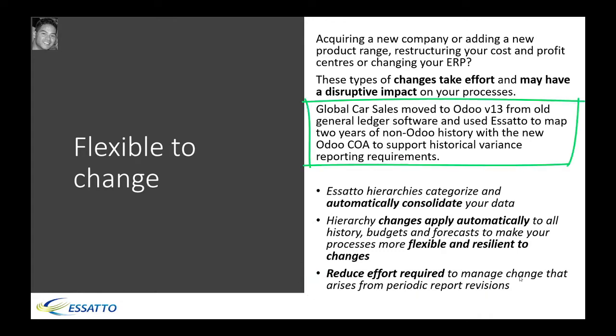A global car sales hierarchy example. Global car sales moved to Odoo v13 from an old ledger system and needed Essatto to map 2 years of non-Odoo history from the old ledger with the new Odoo chart of accounts to support both historical and future variance reporting requirements.